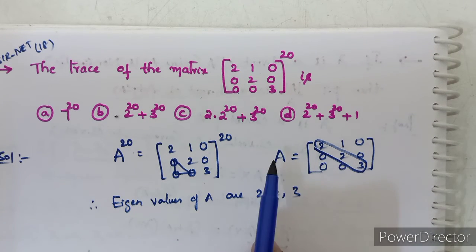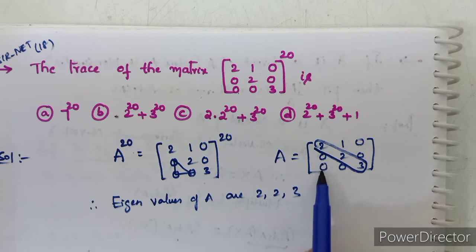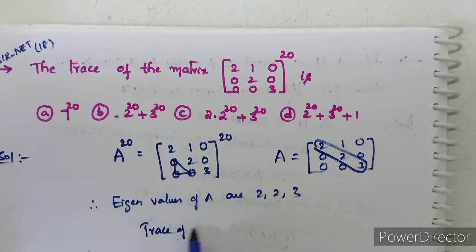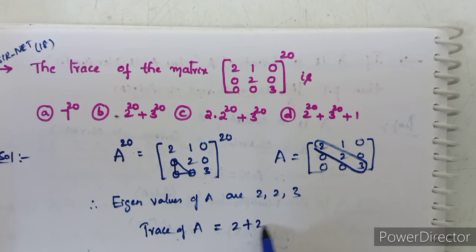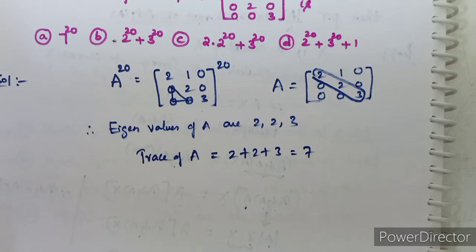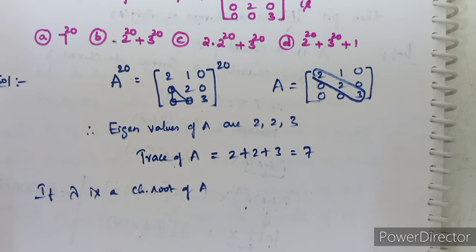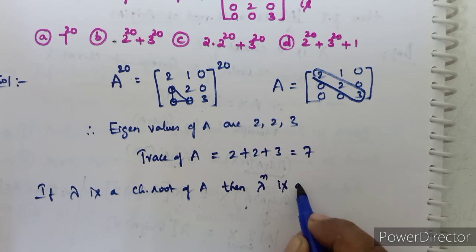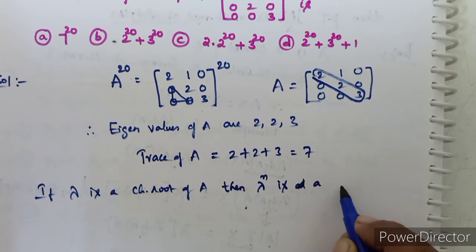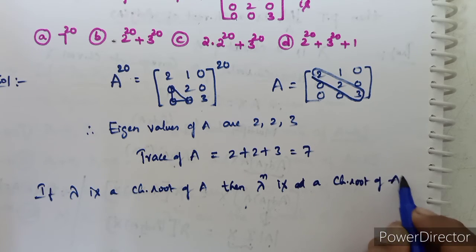Sum of the principal diagonal elements gives a trace of A. Since this is an upper triangular matrix, 2, 2, 3 are the eigenvalues of A. Trace of A is equal to sum of the principal diagonal elements and sum of the eigenvalues. This is equal to 7. If lambda is a characteristic root of A, just now we have discussed this point in today's session itself, then lambda power n is a characteristic root of A power n.